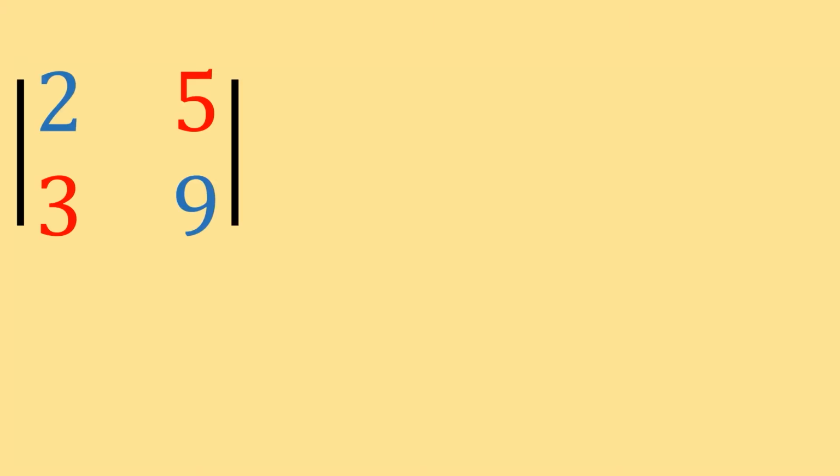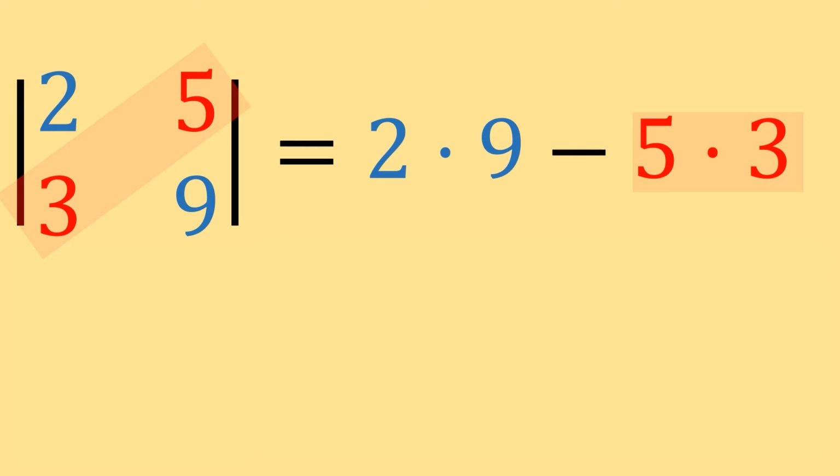Let's find the determinant of this 2 by 2 matrix 2, 5, 3, 9. What we do when we're finding the determinant of a 2 by 2 matrix is we take this diagonal, 2, 9, and multiply it together, and then we subtract the product of the other diagonal, the 5 and the 3. So we have 2 times 9 minus 5 times 3.